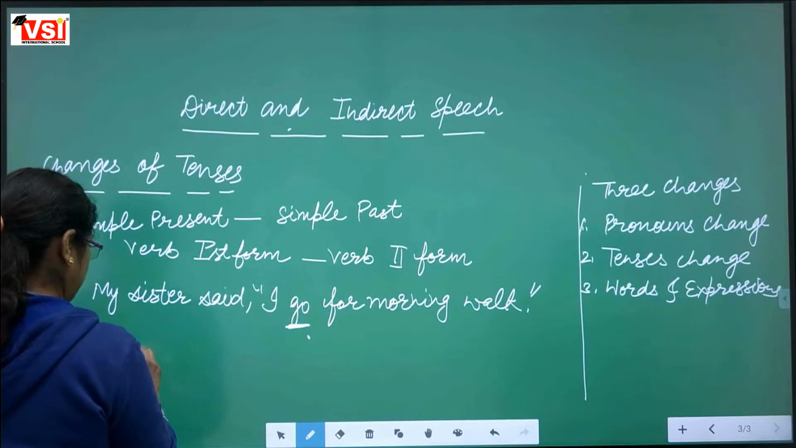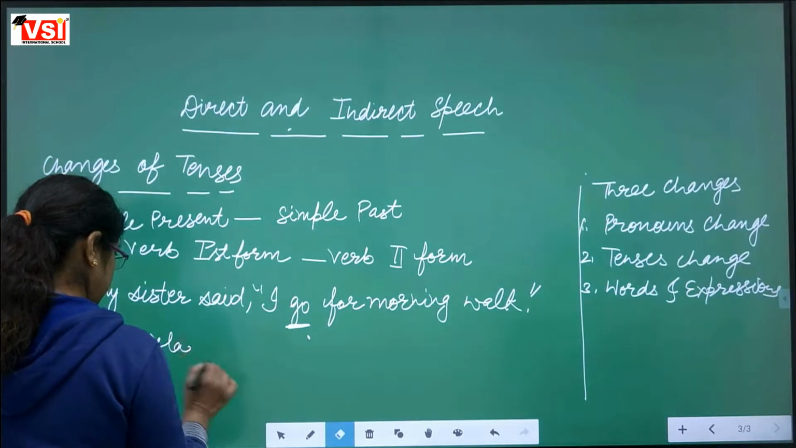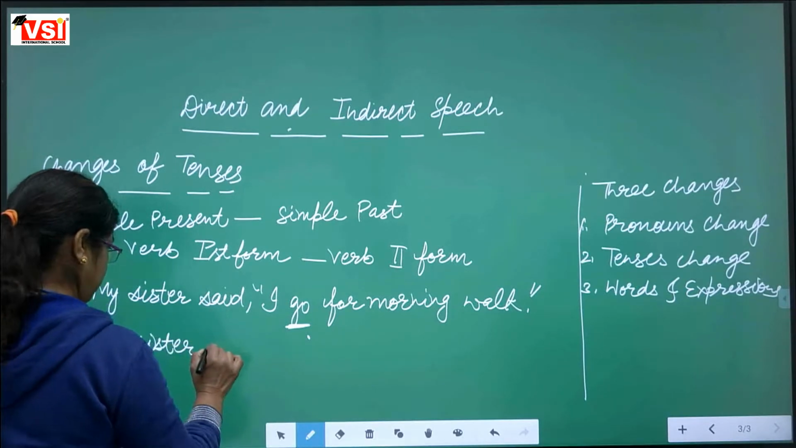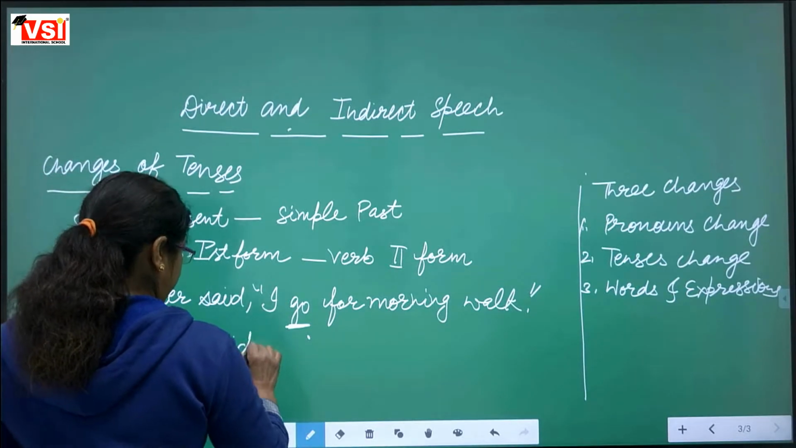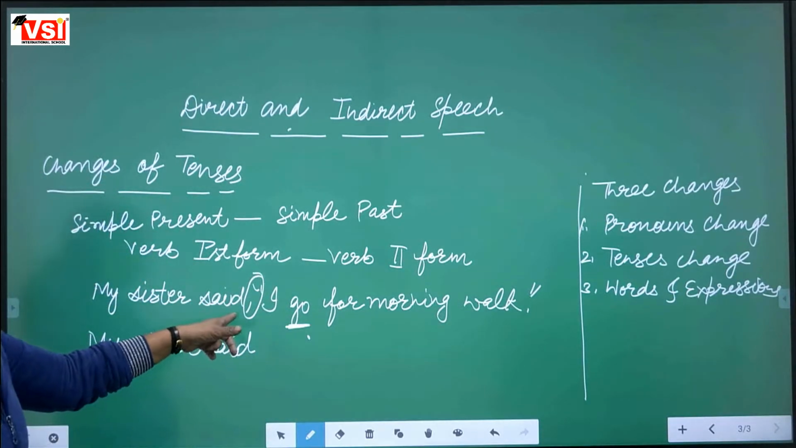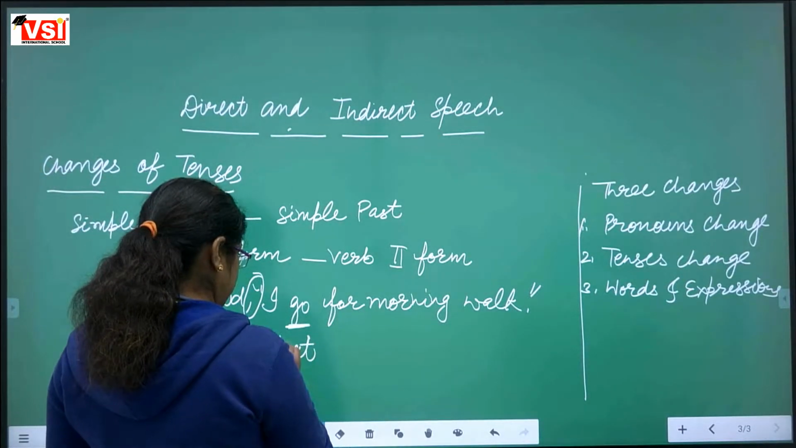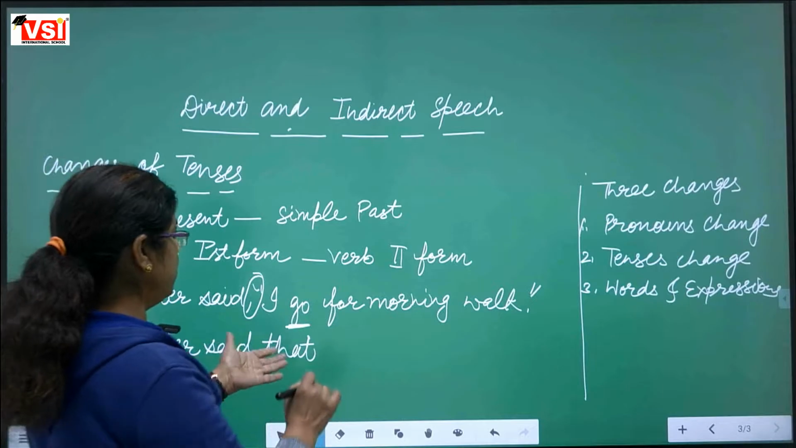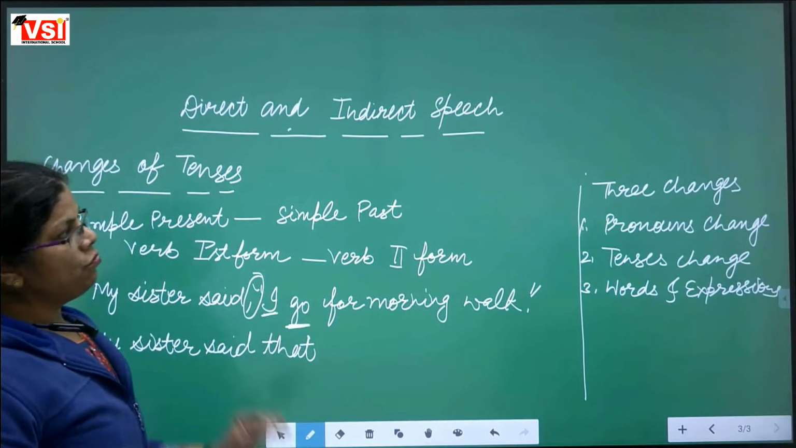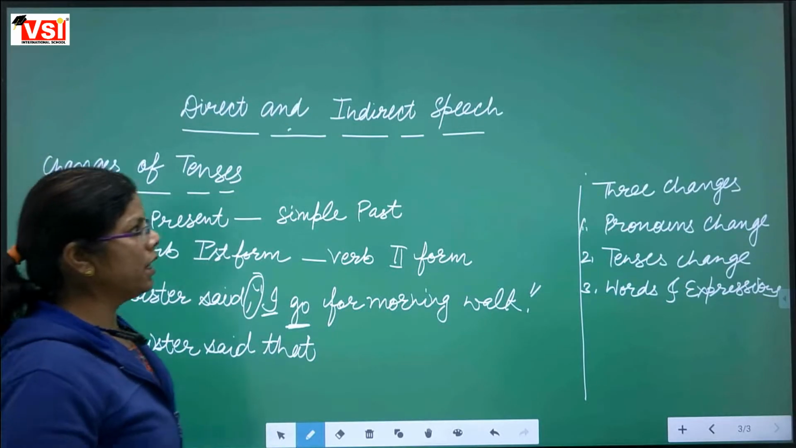My sister said, and when we remove comma and inverted commas, we use that. My sister said that I means, see, I told you about the changes of pronoun. Pronoun का changes मैंने आपको बताया था.